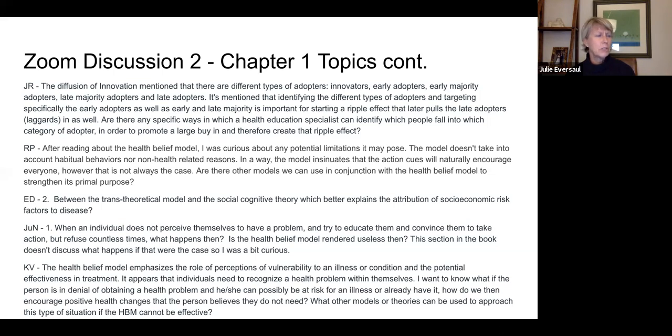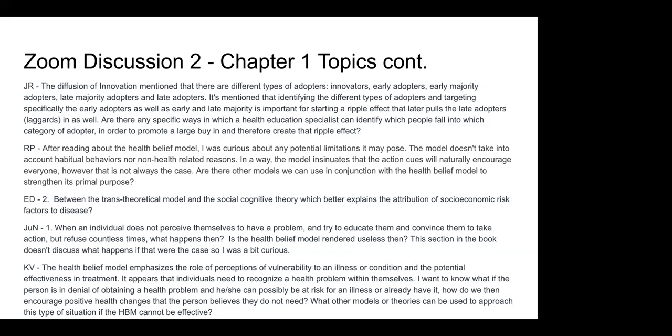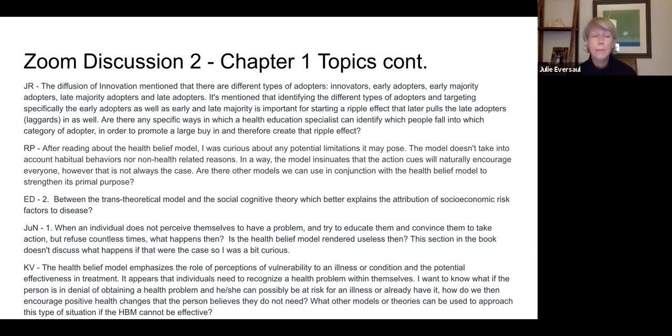Susanna, did you, or no, Jasmine, did you have your hand up? Yeah, I just wanted to add on because like you said earlier, there's only so much that you can do to try to promote healthier living between people. But just because the health belief model doesn't work doesn't mean that it's useless. Absolutely. Everyone comes to the party at the time that's right.